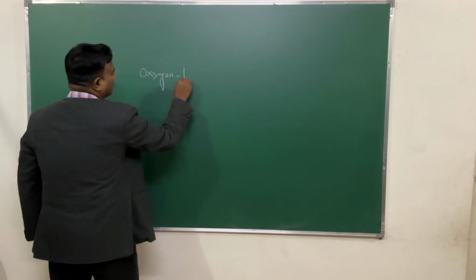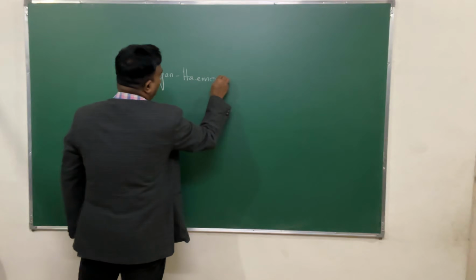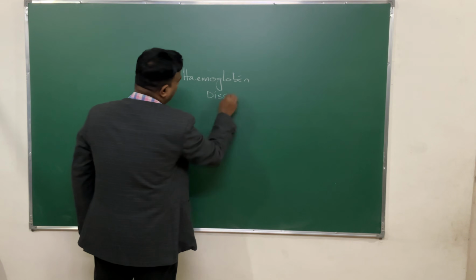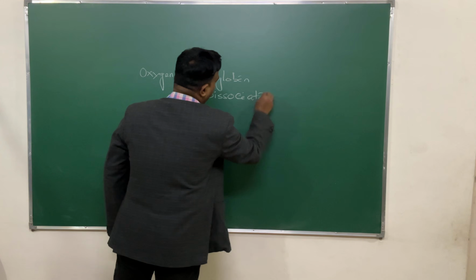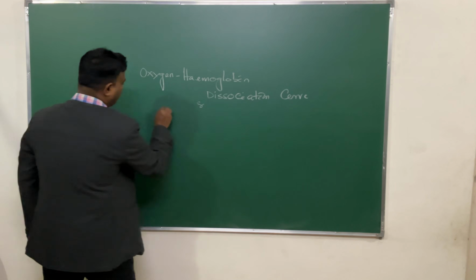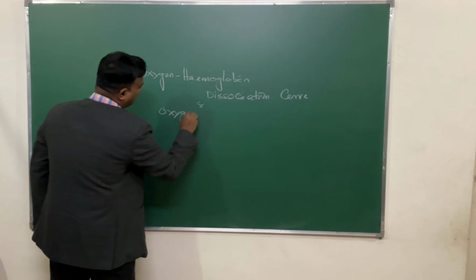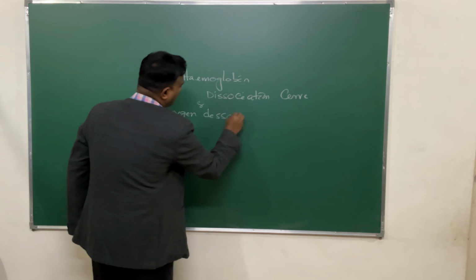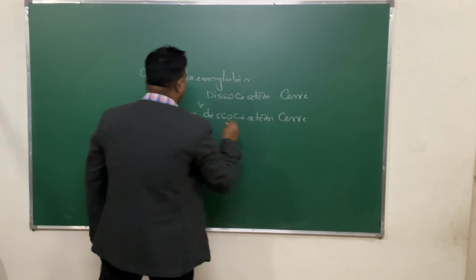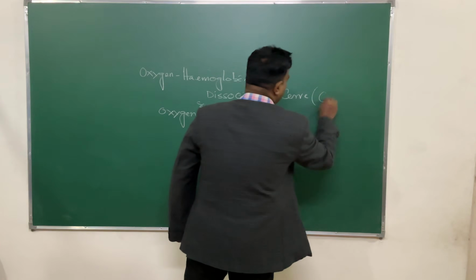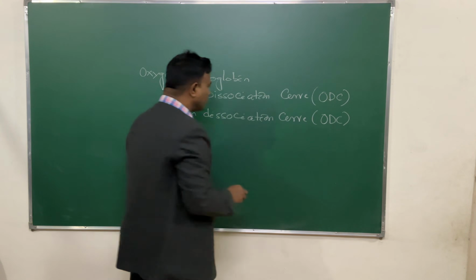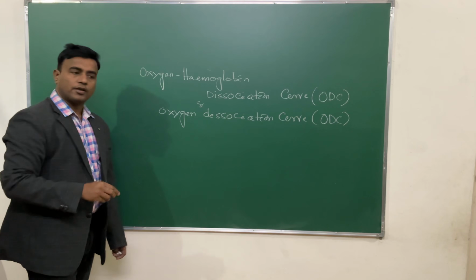oxygen hemoglobin dissociation curve. This is also known as oxygen dissociation curve, and a very common name in respiratory language is ODC, oxygen dissociation curve or oxygen hemoglobin dissociation curve.